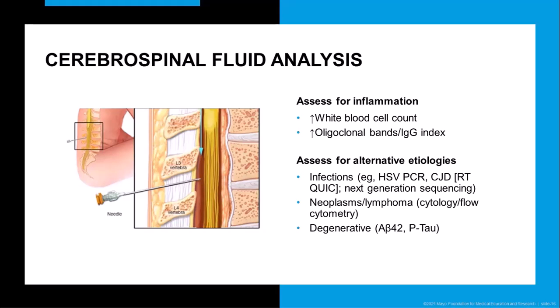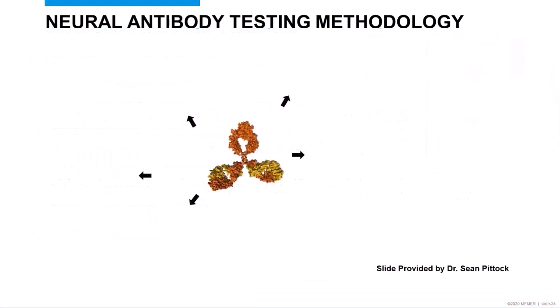We also can look at cytology and flow cytometry because lymphomas and other neoplasms come on the differential diagnosis. And then we can also look for degenerative markers like amyloid beta 42 and phospho-tau, which can help us as we're looking into the differential diagnostic possibilities. And then, of course, we'll often do antibody testing in the CSF. We'll also often do that in the blood. And we'll focus here on antibody testing for a little bit.